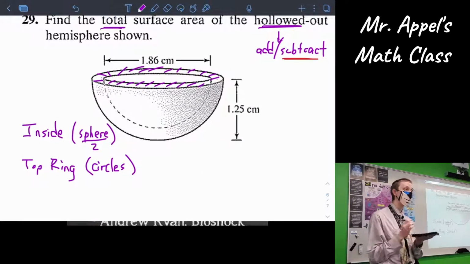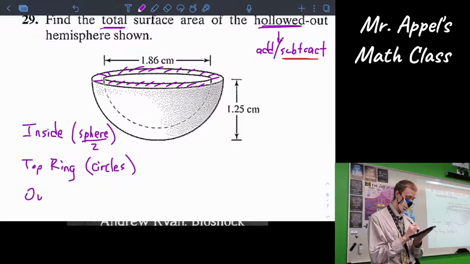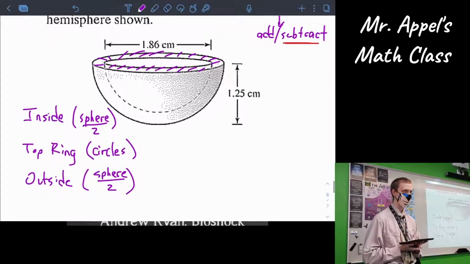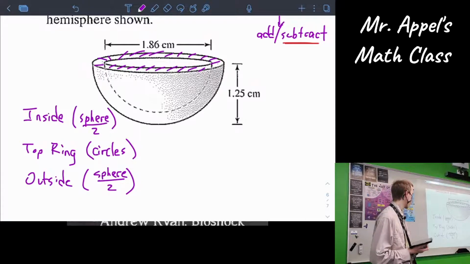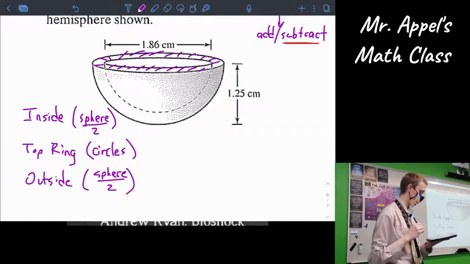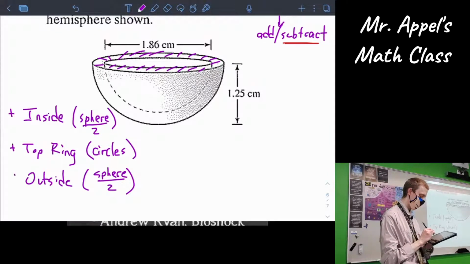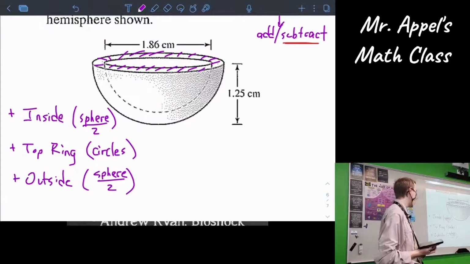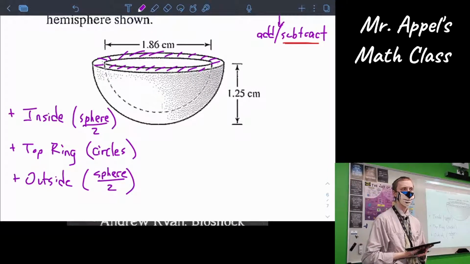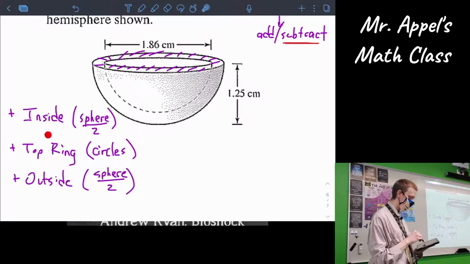And then we need the outside shell, right? Which is another sphere divided by 2. All of those get added together, right? They are all included in our surfaces. Okay? Add, add, add. Do I need to do any subtracting? Not in the big picture here. Not from this major list.